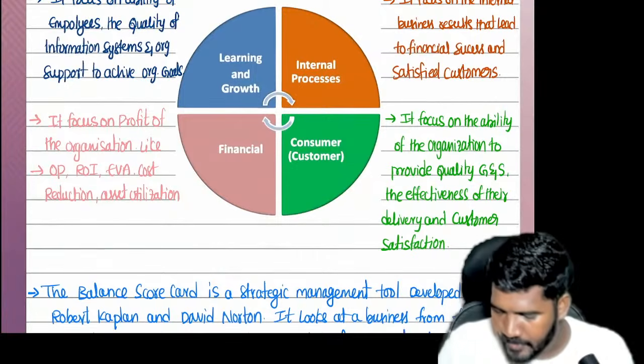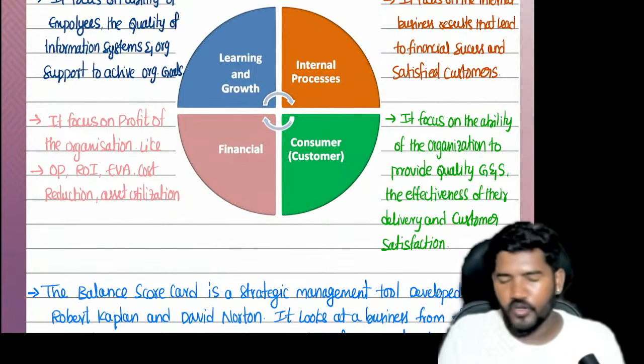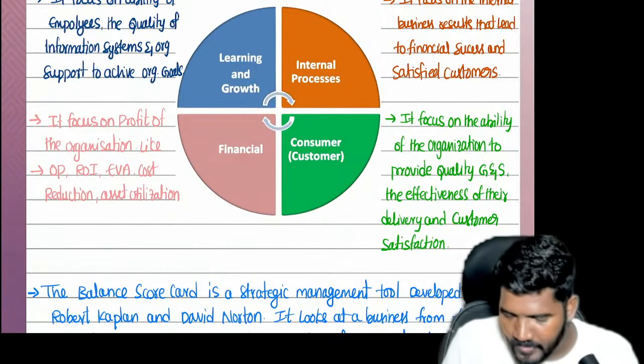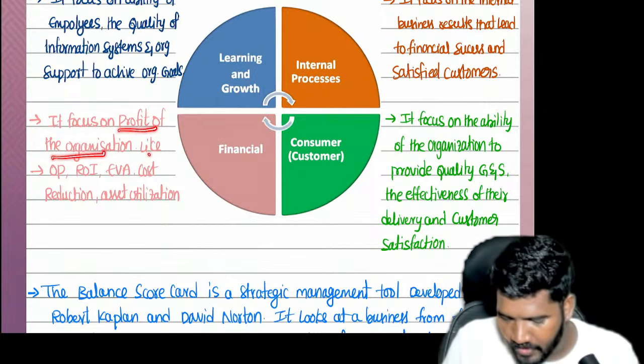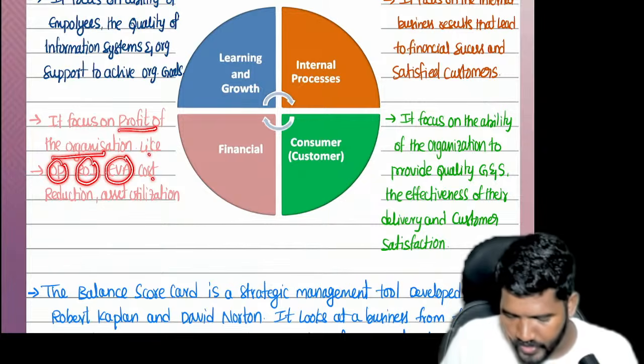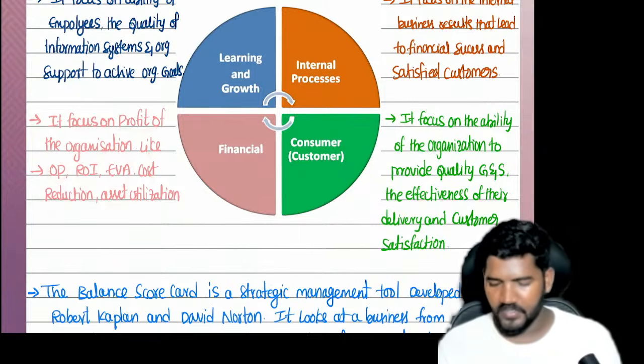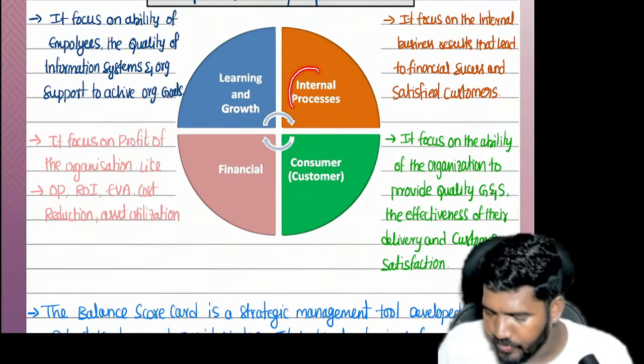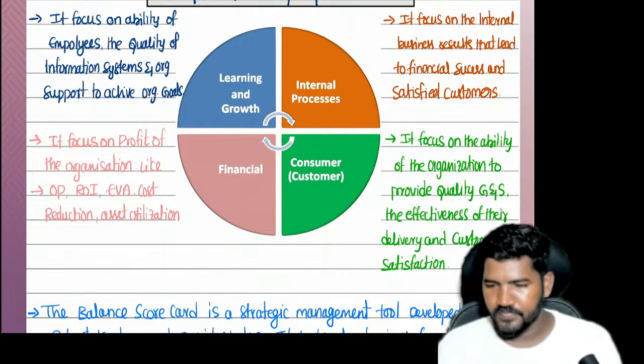Next, when it comes to financial point of view, it's all about profits, guys. It focuses on the profit of the organization, like operating profit, return on investment, economic value added, cost reduction, and asset utilization. Next, when it comes to internal process.